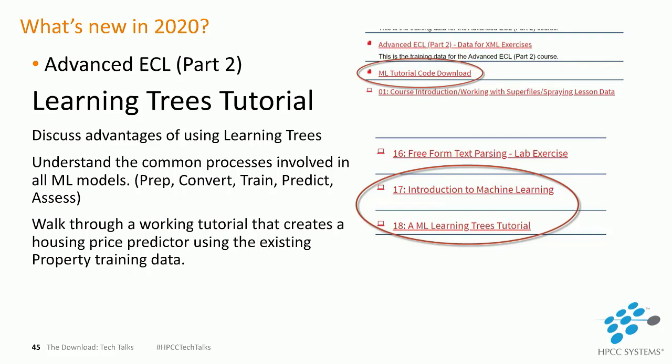I've decided to take the data from the Advanced ECL Part 2 class, which was our people, property, tax data, and vehicle. Those of you that went through the Advanced ECL class know what I'm talking about. I decided to pull out the property training data and actually use that for machine learning, and I got some very rewarding results. So have some fun with this. This is our Learning Trees tutorial, another new lesson that I've introduced.